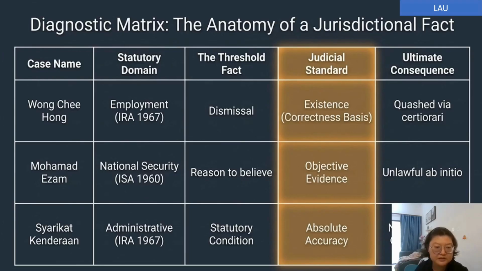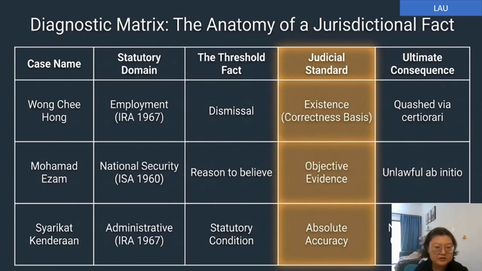The Muhammad Azam case dealt with national security under the Internal Security Act. The threshold fact was reason to believe. Here, the court required objective evidence, not just a subjective feeling. The result was that the detention was found unlawful from the very beginning.